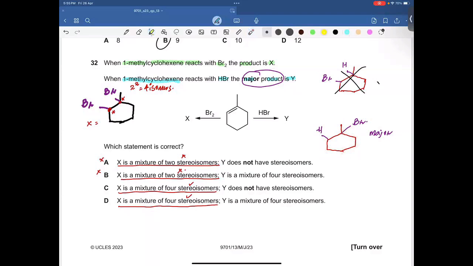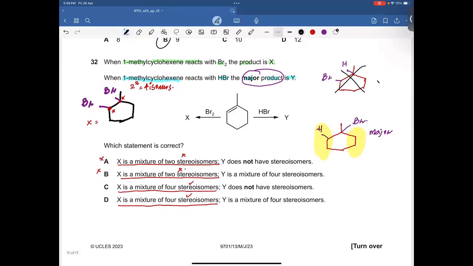guys, this is a symmetrical cyclic ring. Both these two groups are the same, which means it is a symmetrical cyclic ring. If we have a symmetrical cyclic ring, this carbon cannot show optical isomerism because these two groups are similar groups, right? So this is not chiral. So no stereoisomerism exists in Y, right? Y does not have stereoisomers.